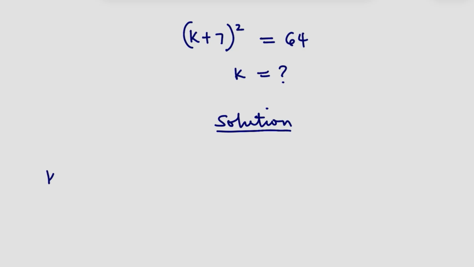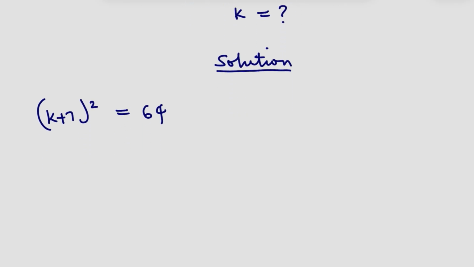So we are given (k + 7)² = 64, and we want to find all values of k. I'm going to apply two methods to this problem to find k. And the first method I'm going to apply will be to take the square root of both sides.